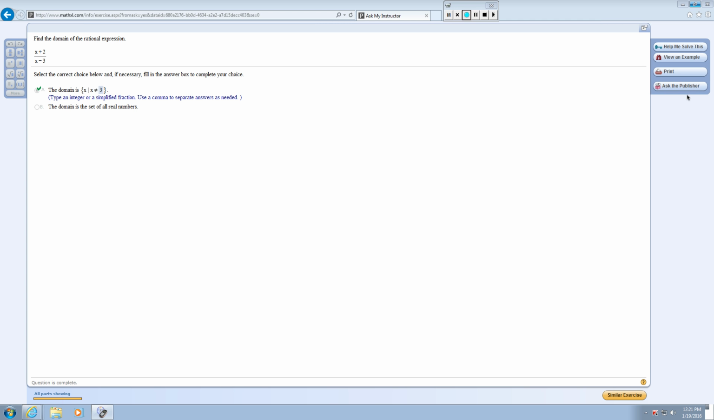So how do you find it? Well, with a rational, there's only one thing you can't have with a rational expression. And what can you not have? Denominator equal to 0. You cannot have 0 in the denominator.